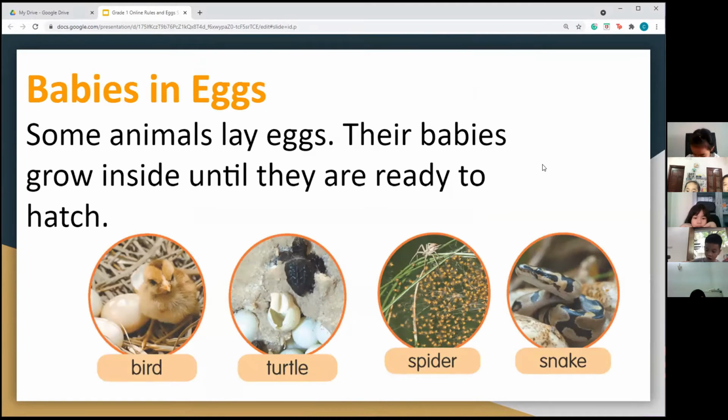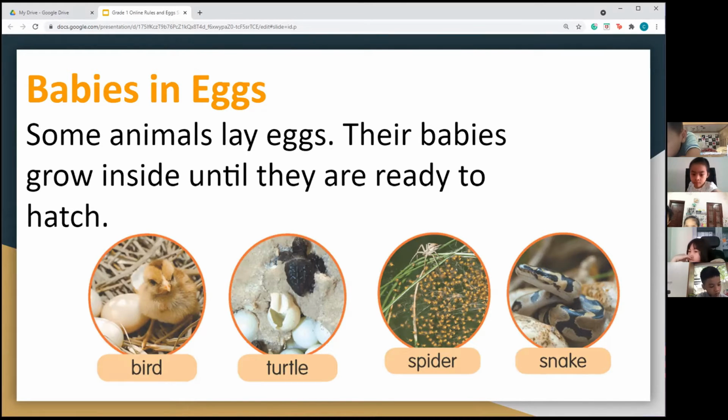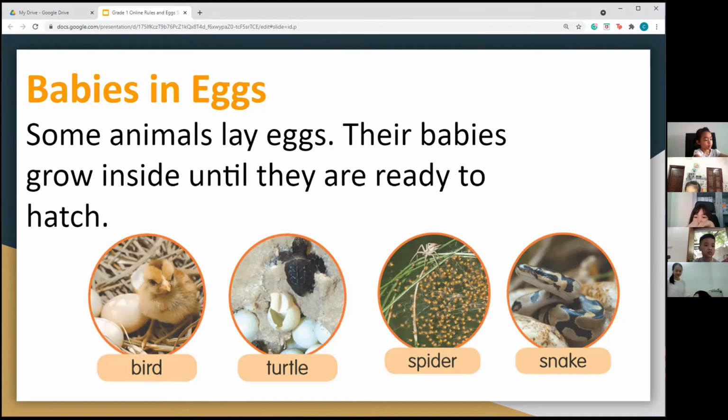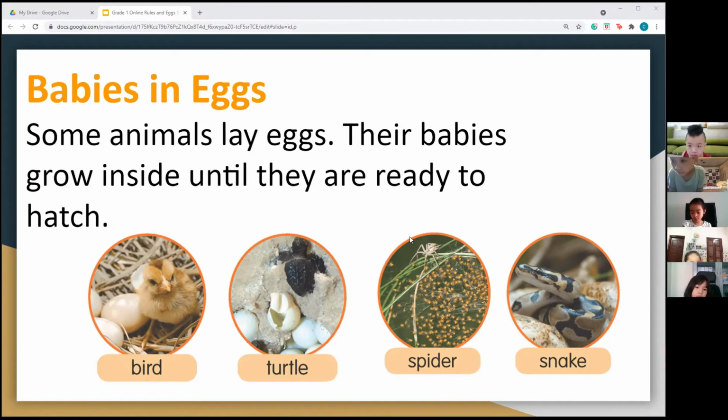Let's read. Some animals lay eggs. Yes, some animals lay eggs. Not all animals lay eggs. Do humans lay eggs? Do humans lay eggs? Elsa, do humans lay eggs? Elsa, make sure you unmute. Okay. Who would like to read the second sentence?